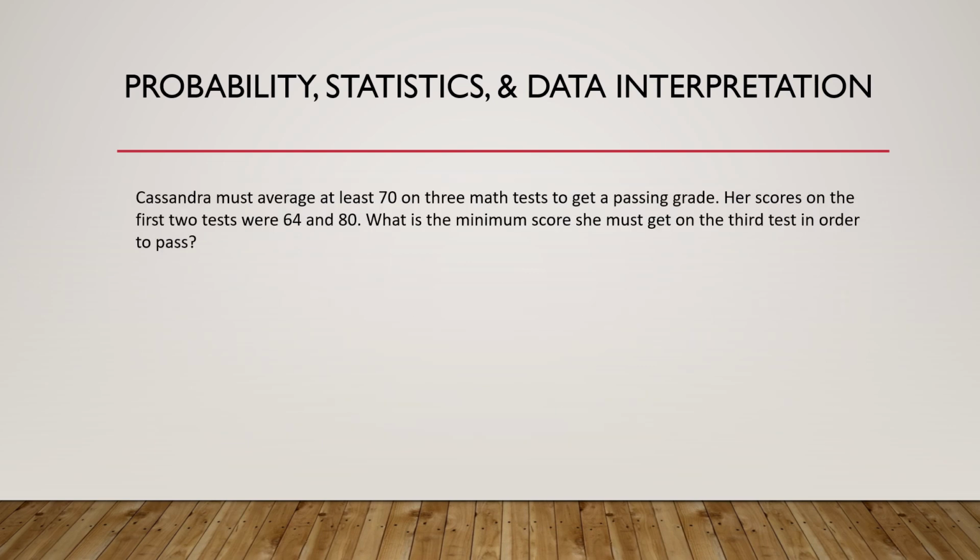Cassandra must average at least 70 on 3 math tests to get a passing grade. Her scores on the first 2 tests were 64 and 80. What is the minimum score she must get on the 3rd test in order to pass?